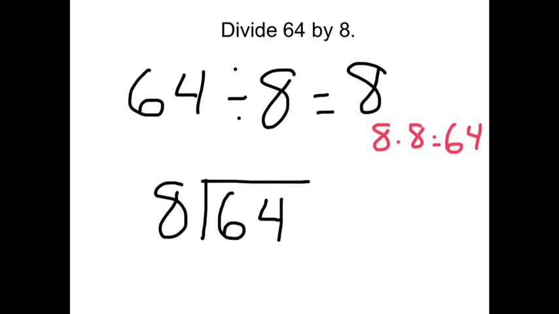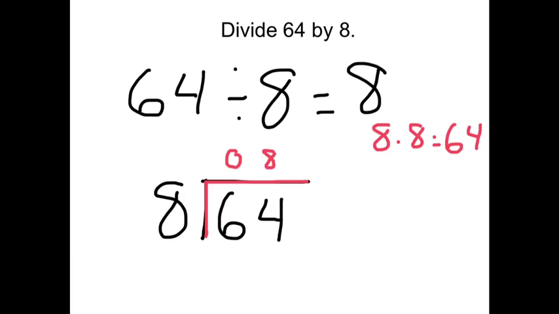If you're doing it with the long division sign, the number on the outside, you're going to ask yourself, how many times can it go into 6? Well, it can't go into 6, so that's a 0. And then how many times does 8 go into 64? Again, we can skip count by 8s, and it will go into it 8 times.